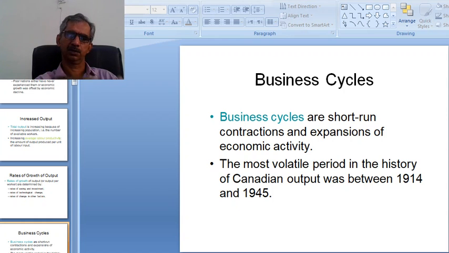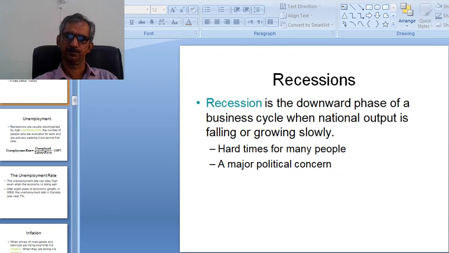is compared to the other years. Current output cannot be the same as the previous years. So when we connect them, there will be ups and downs. So in the business cycle, sometimes we have recessions, when the economy is not doing well. Recession is the downward phase of a business cycle when national output is falling or growing slowly.